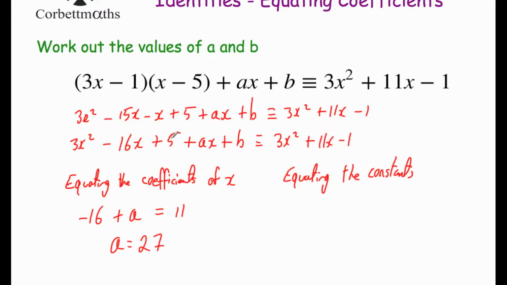So on the left hand side, our constants are 5 and b, so we've got 5 plus b. And on the right hand side, that's equal to minus 1. So let's find our b by subtracting 5 from both sides, so we're going to get b is equal to minus 6. And that's it. So a is equal to 27 and b is equal to minus 6.